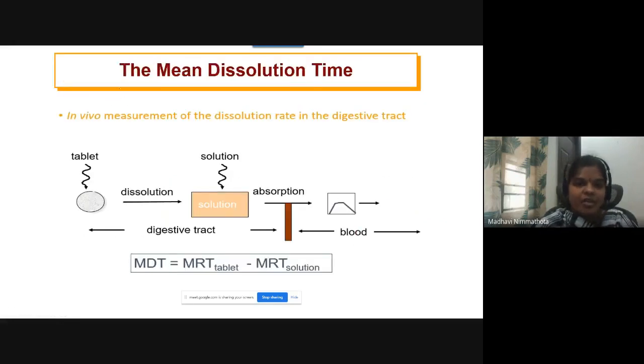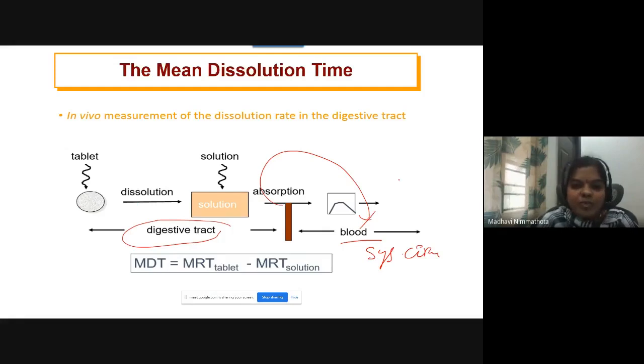The next parameter is mean dissolution time. What do we mean by mean dissolution time? In the case of a tablet, a solid dosage form, it will undergo dissolution. After this dissolution process, it leads to the formation of a solution. The solution is available for drug absorption. The drug available in the form of solution is what will be absorbed. This will be available in the digestive tract, and the absorbed drug will be available in the blood circulation, that is, your systemic circulation.